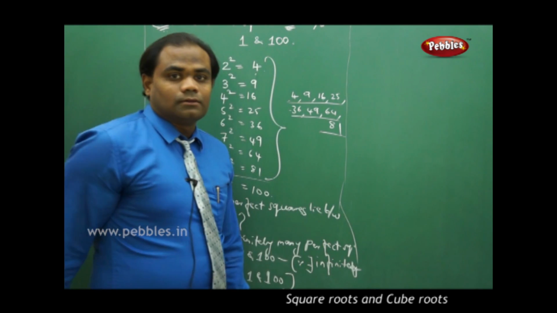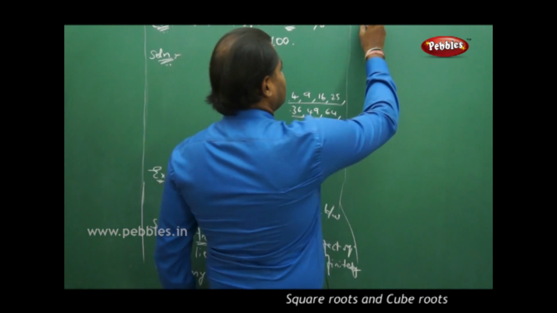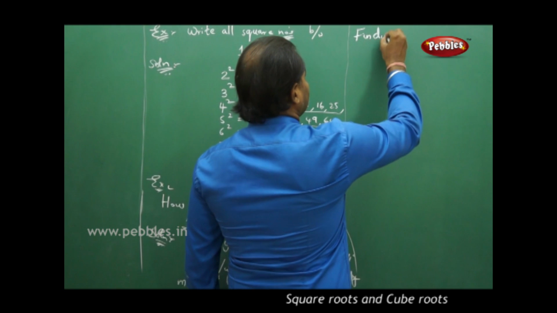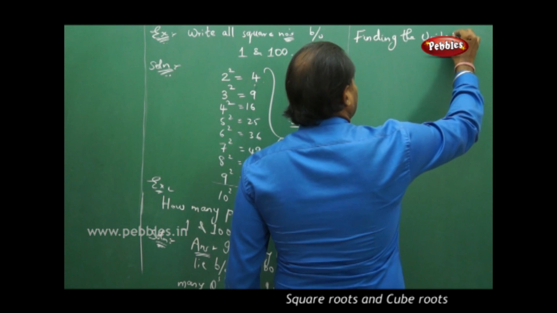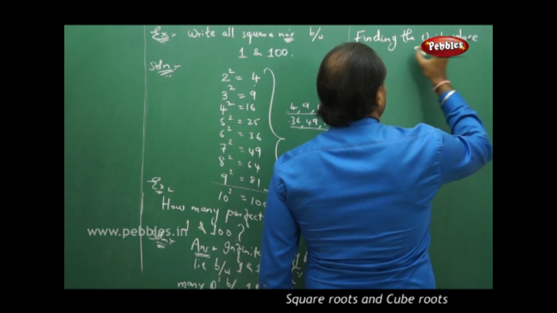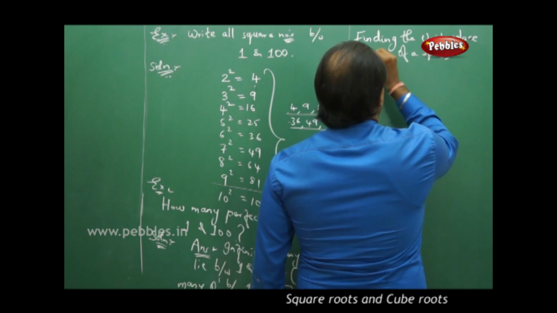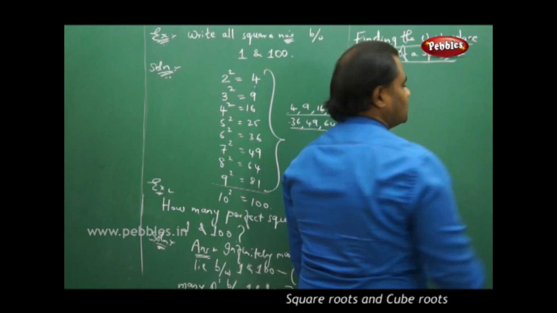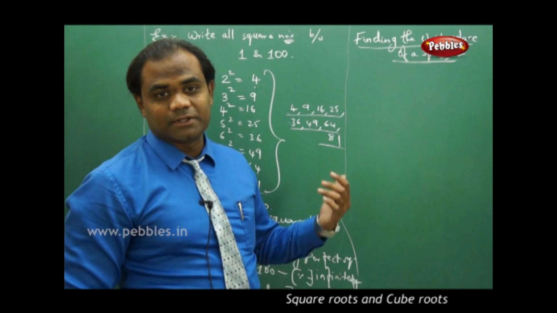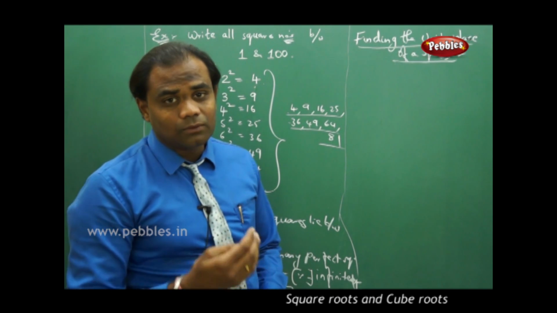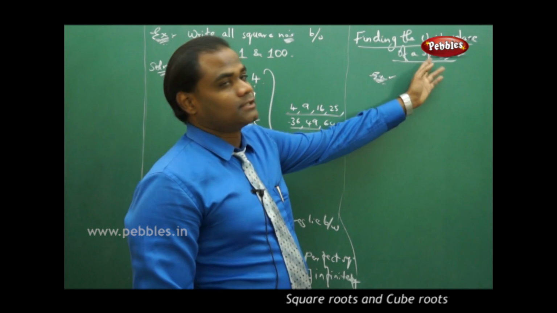Now, the next topic which we are going to shift to is finding the units place of a square number. Now we have understood the square numbers through the definition as we have seen in the previous session. Now we are going to find how the units place can be identified in a square number.